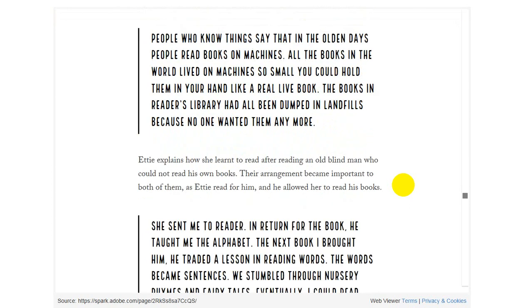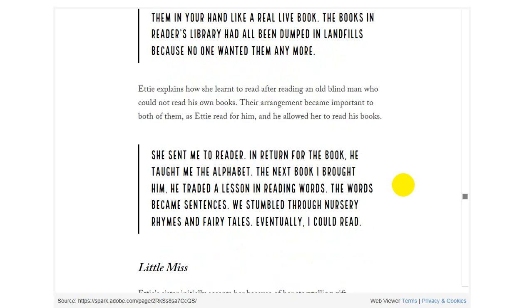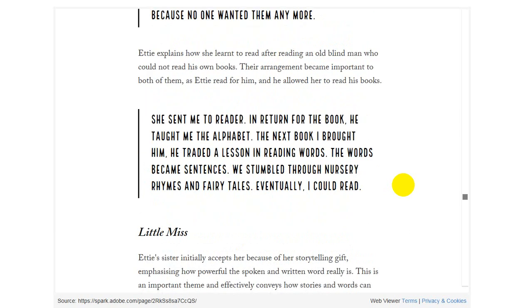"People who know things say that in the olden days people read books on machines. All the books in the world lived on machines so small you could hold them in your hand like a real live book. The books in Reader's library had all been dumped in landfills because no one wanted them anymore." Etty explains how she learned to read after reading for an old blind man who could not read his own books. The arrangement became important to both of them, as Etty read for him, and he then allowed her to read his books.